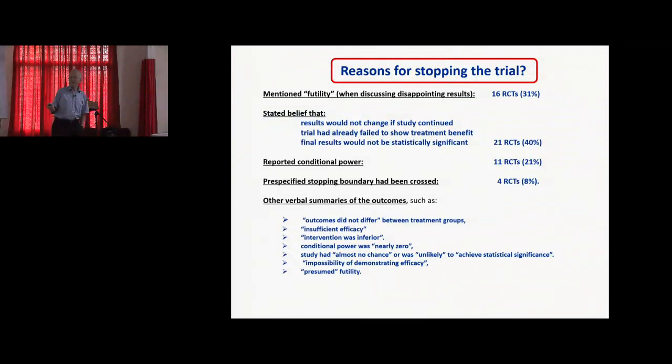But many of them had other verbal summaries of the outcome. The outcomes didn't differ. There was insufficient efficacy. The intervention was inferior. An interesting one, conditional power was nearly zero. So apparently they computed it. They didn't tell us any details. The study had almost no chance or was unlikely to achieve statistical significance. Or, here's another interesting one, the impossibility of demonstrating efficacy.